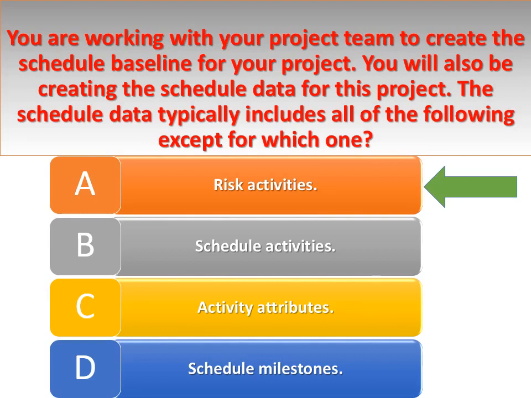Answer A. Explanation: Risk is not part of the schedule data. Risk is documented in the risk register, and monitored and controlled throughout the project. In some instances, risk may be part of the activity attributes. The schedule data includes the schedule milestones, schedule activities, activity attributes, and the assumptions and constraints.